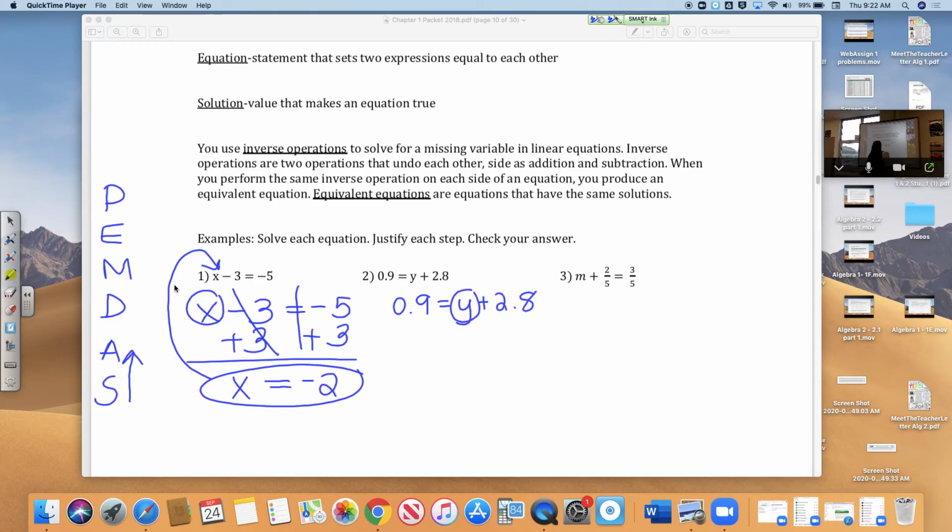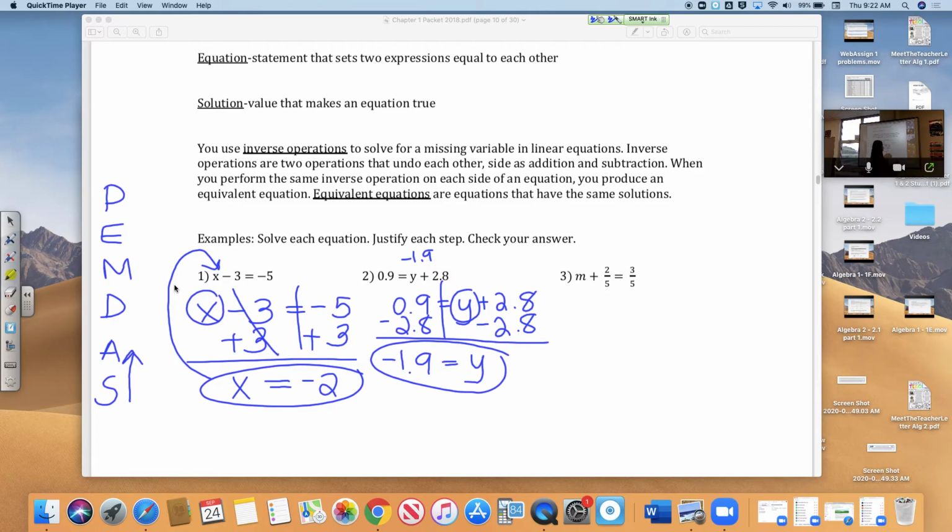I'm going to circle my variable because that's helpful for me. I like to draw a line because it's helpful for me to see what's going on here. I'm going to subtract 2.8 from both sides. When I do that, 0.9 minus 2.8, I get negative 1.9 is equal to y. And again, you can use your calculator to check that negative 1.9 plus 2.8 is equal to 0.9. So negative 1.9 plus 2.8 does equal 0.9, so that works.